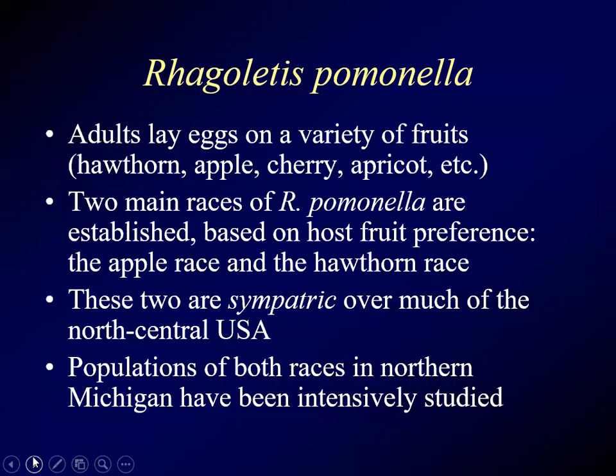Right. The adults lay eggs on a bunch of fruits, but in Michigan, where this has been studied ever since at least the late 80s, there are now two main races of Rhagoletis pomonella that have been established. They're the apple race and the hawthorn race, and they're named for their favorite foods. Apple Rhagoletis feed on apple, hawthorn Rhagoletis feed on the hawthorn, which is also in the same family as apples.